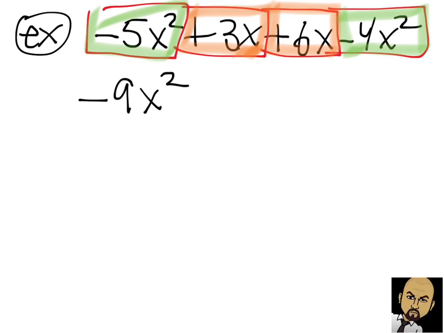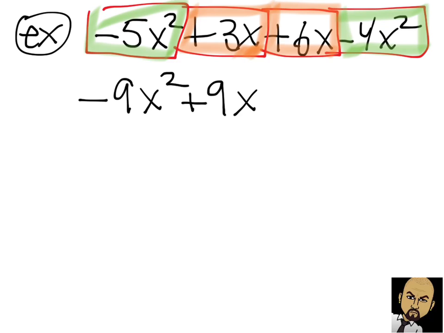Now, some people might ask, well, what's the difference between x squared and x? Well, when you did exponents in 6th grade, you have 2 factors of x in x squared. And here with the x, you only have 1 factor. And so x plus x is x. And you end up with 3 plus 6. Well, 3x plus 6x is the same thing as 9x. And it's positive. And you end up with negative 9x squared plus 9x.